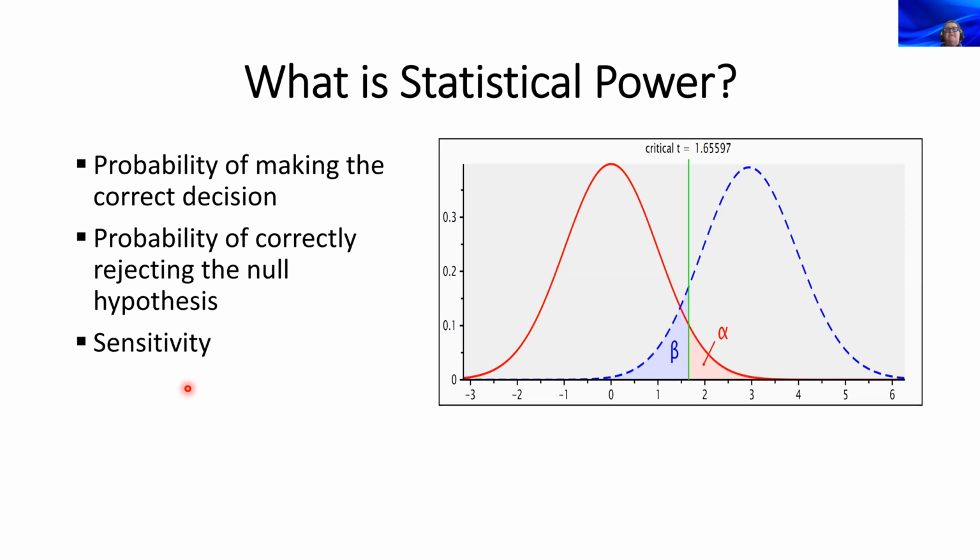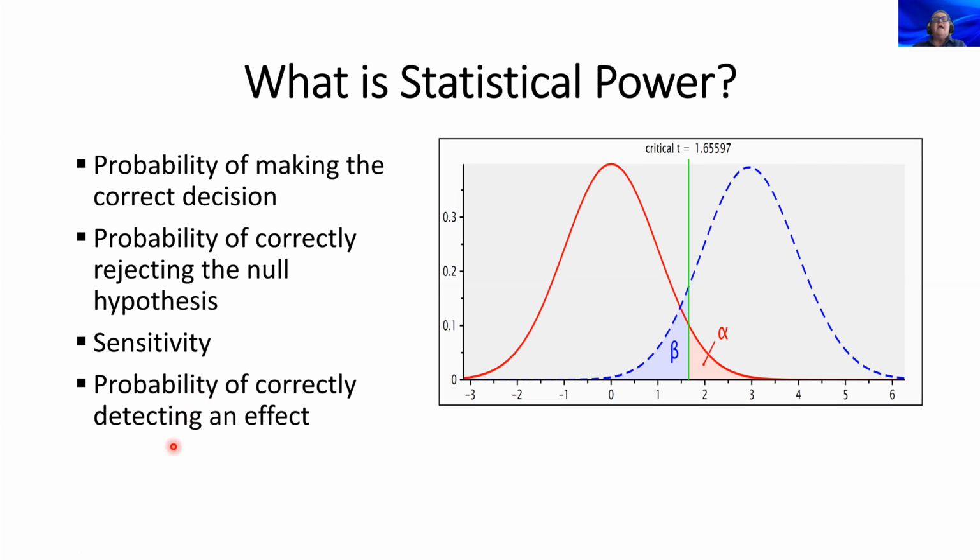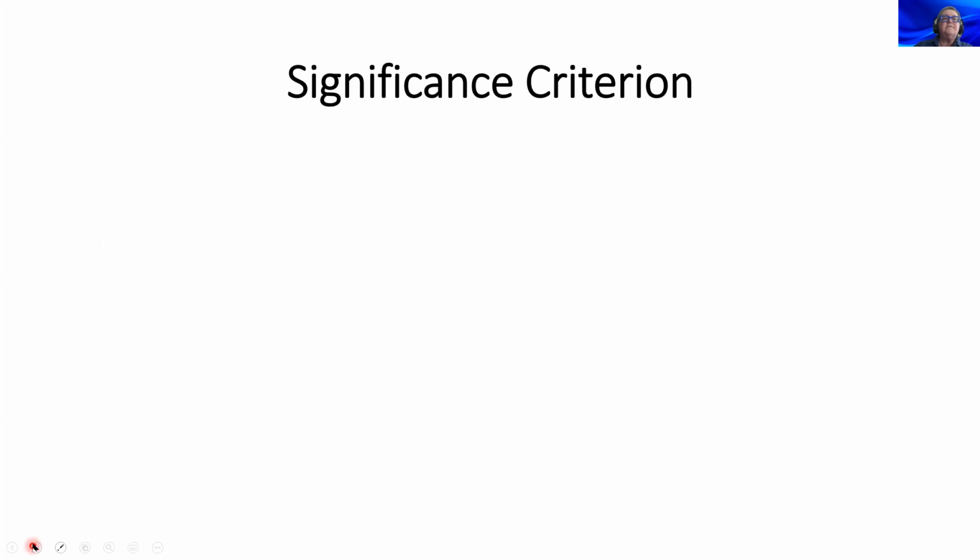How sensitive a test is indicates, again, the probability of us making the correct decision. So we want to have a more sensitive test than a less sensitive test. And then we also consider power as the probability of correctly detecting an effect.